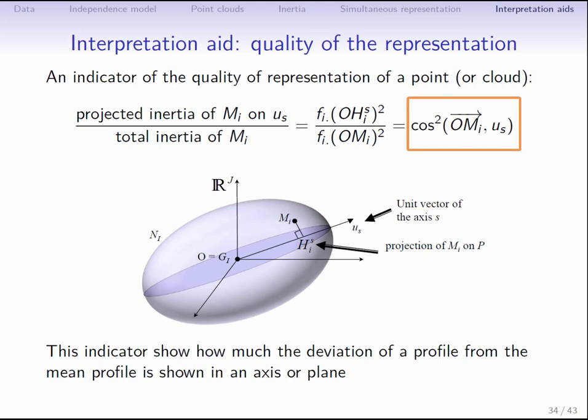This way of looking at things in terms of the cosine brings up the following question. How well is the deviation between the profile and the mean profile represented by the dimension? Is the point MI pointing in the same direction as the dimension?